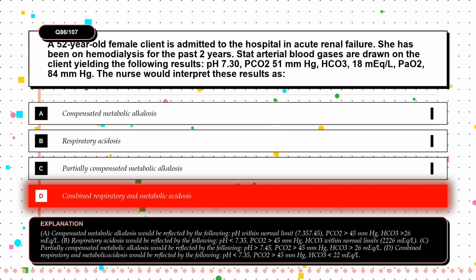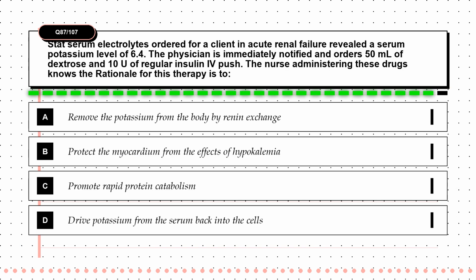mEq/L. Question 87. Stat serum electrolytes ordered for a client in acute renal failure revealed a serum potassium level of 6.4. The physician is immediately notified and orders 50 ml of dextrose and 10 U of regular insulin IV push. The nurse administering these drugs knows the rationale for this therapy is to.